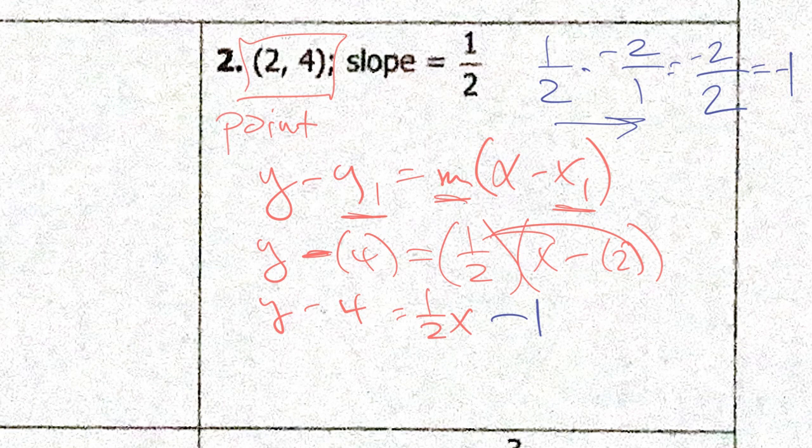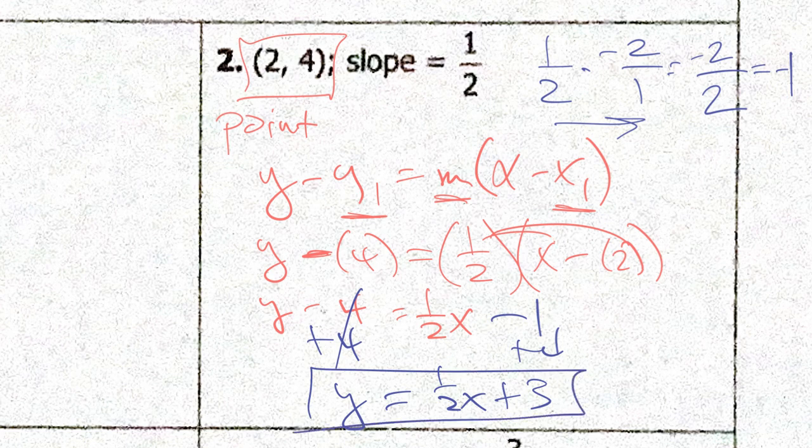Now, to solve for y, what's the number over there with y? What number needs to move to the right side? That's right. Add 4 to both sides. y equals 1/2 x. And then what's 4 minus 1? Positive 3. 4 minus 1, positive 3. There is your slope-intercept form.